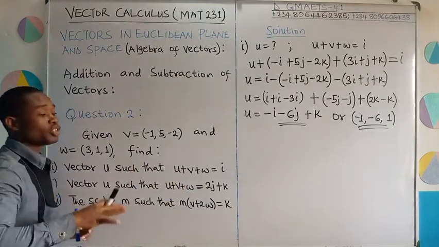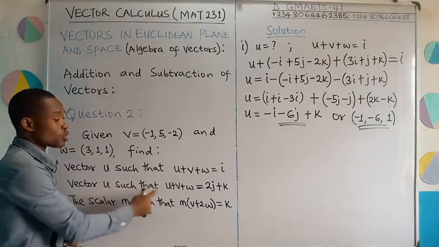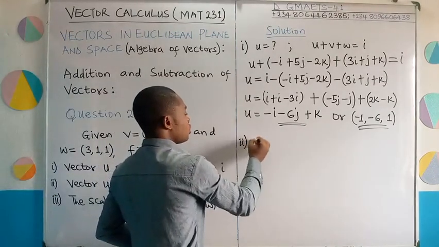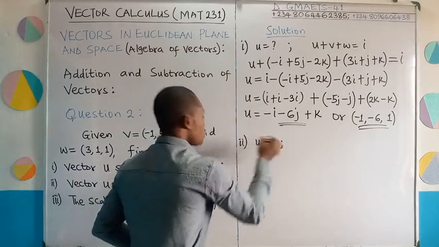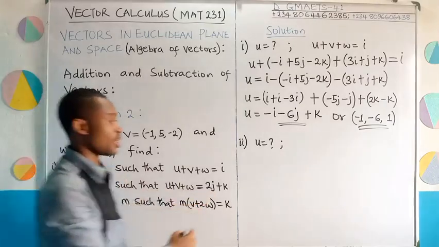Let us now move on to the second part of our question. We are again required to find the vector u such that this condition holds. So this part of the question, u, again, we don't know. Subject to the condition that u plus v plus w is equal to 2j plus k.